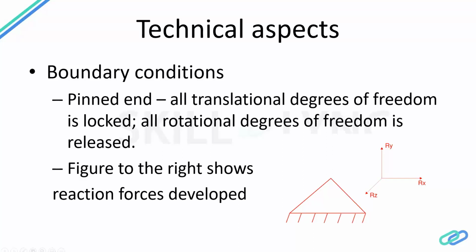For example, the first one here is a pinned end support. What this does is it locks all of the degrees of freedom of translation in all the three directions. That's what I'm showing here, Rx, Ry, and Rz. Those are the reactions that this pin support would produce in the X, Y, and Z directions, because it locks the translational degrees of freedom of a member.